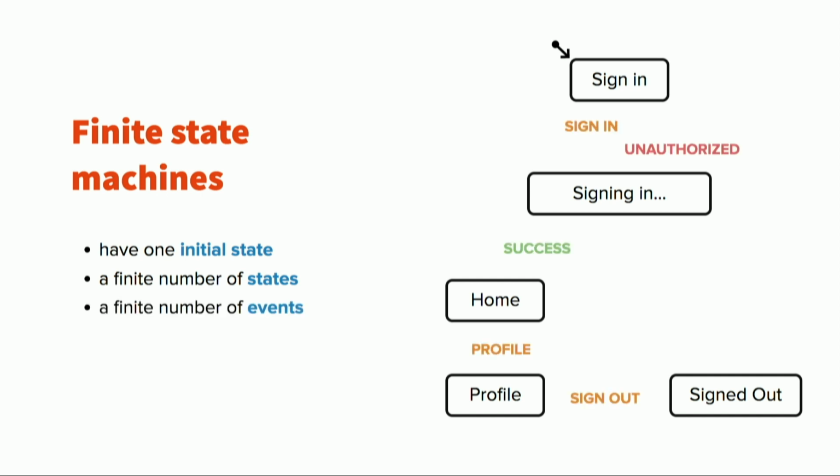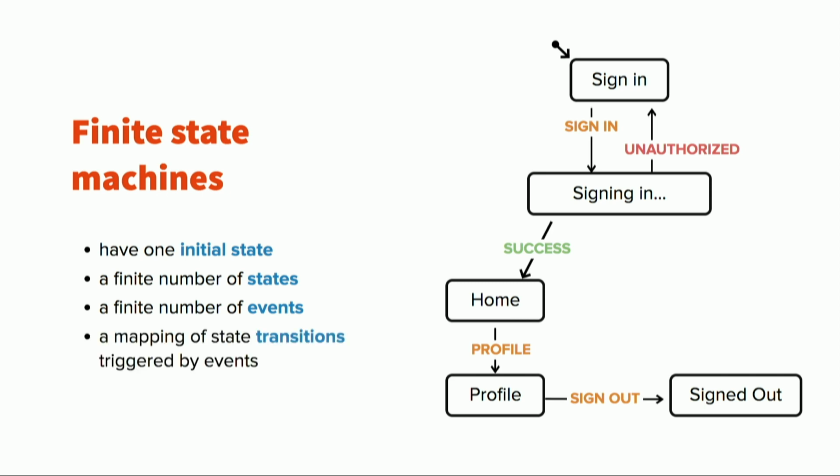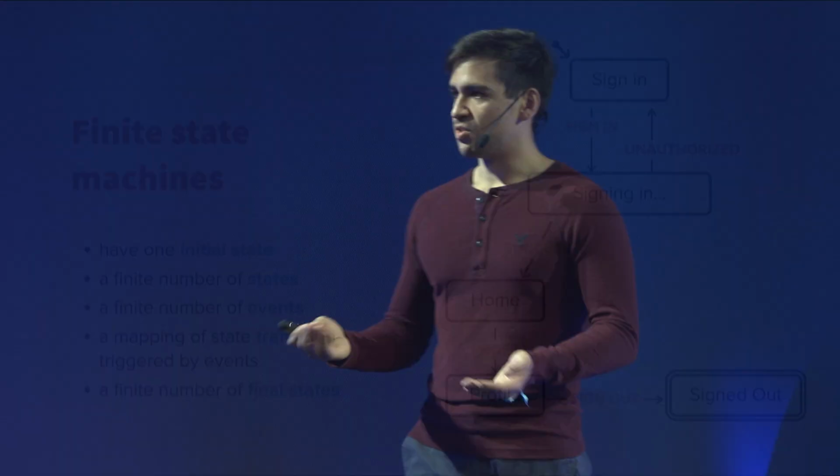We also have a series of events that can happen through the app that transition between each one of these states. And we could also denote some states as final states, meaning that the flow is done and we can no longer transition from these states, such as when a user signs out from the application.